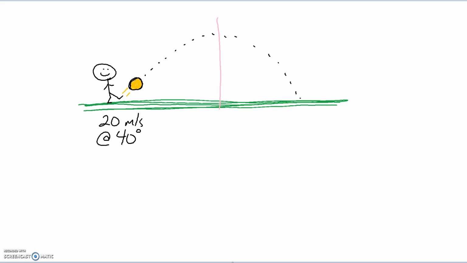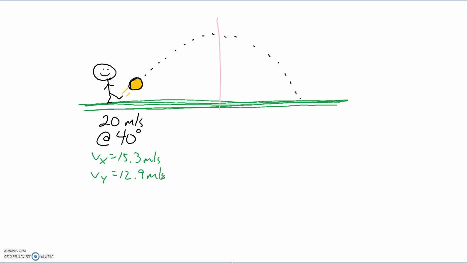So the first thing we have to do is start with our velocity and break apart our velocity into x and y components. So we find our Vx and we find our Vy at the beginning. We have a Vx of about 15.3 meters per second, and our Vy is about 12.9 meters per second.